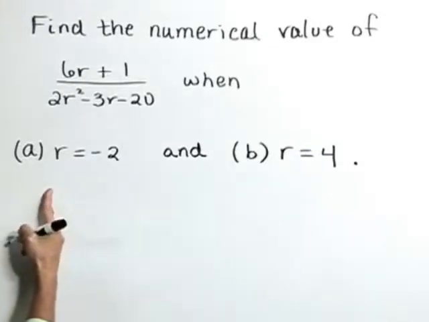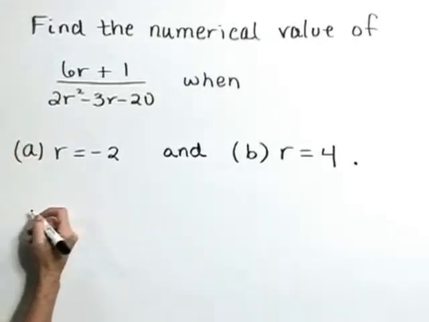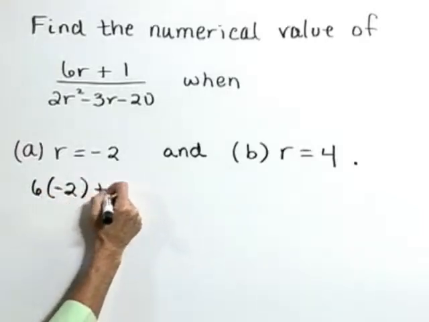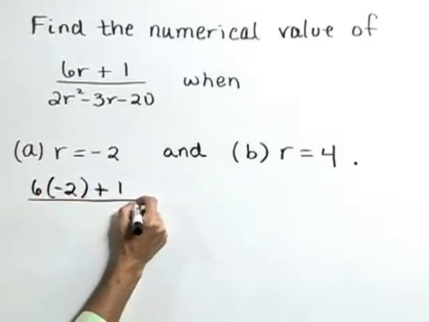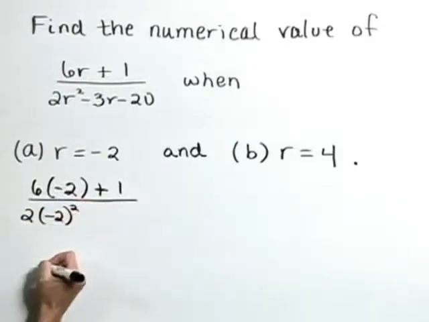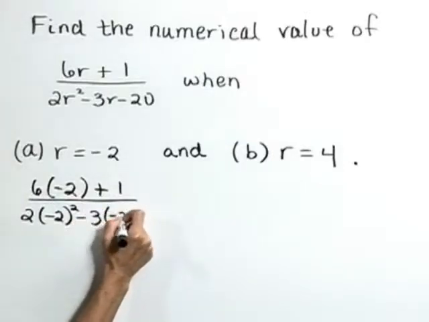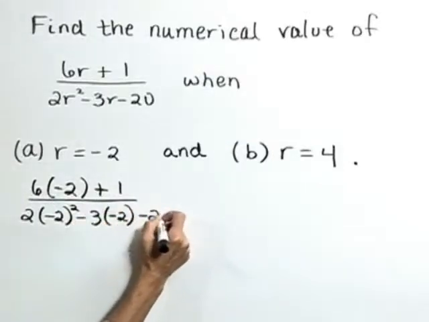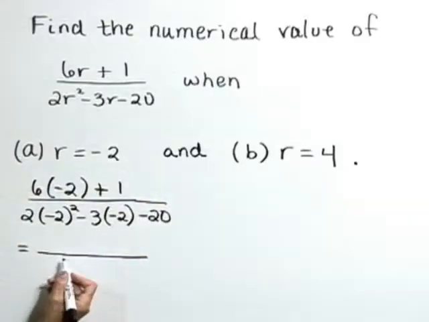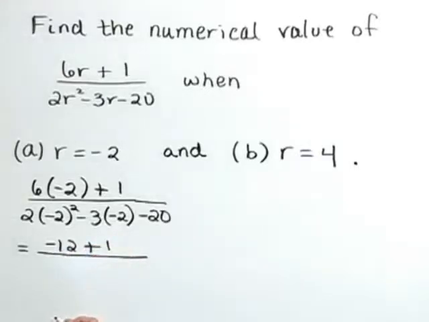Starting with part A, if r is equal to −2, let's substitute that value into the rational expression, giving 6 times (−2) plus 1 over 2 times (−2) squared minus 3 times (−2) minus 20. Simplifying the numerator, we have −12 plus 1.